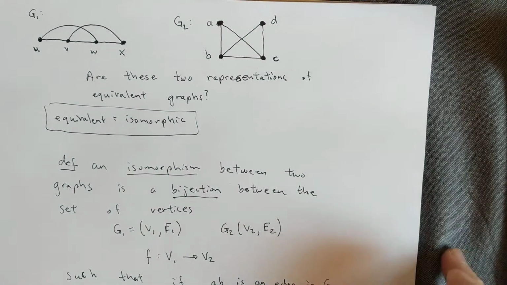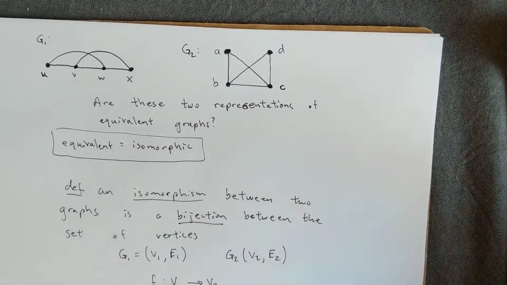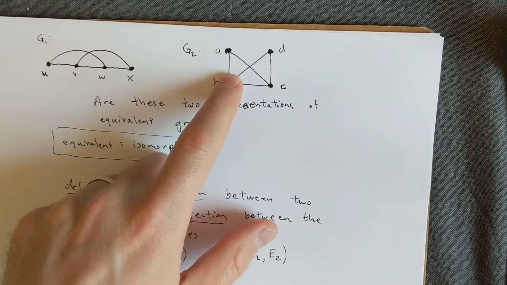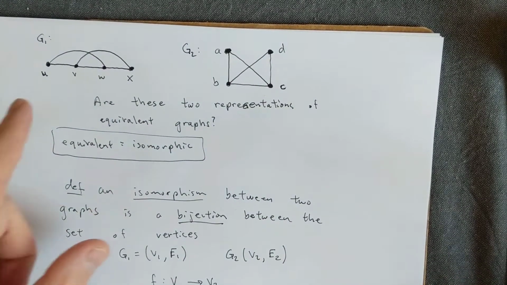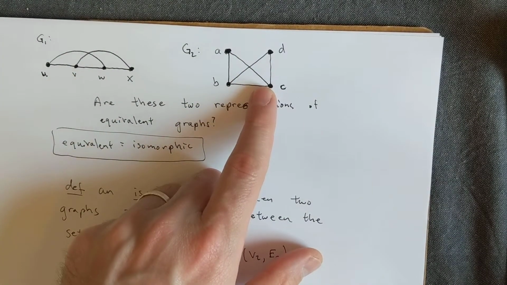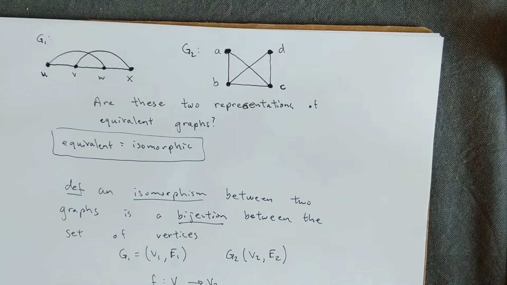All right, so let's go back to this problem. Are these two representations of equivalent graphs? Are they essentially the same? In other words, can I rearrange these vertices and edges and relabel them and make it look exactly like this?